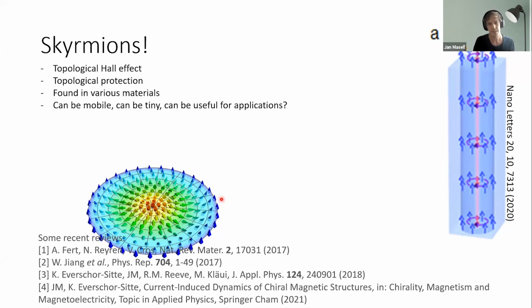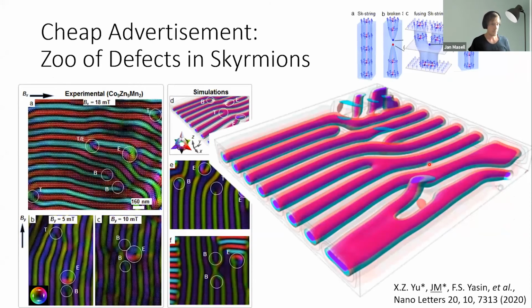In 3D, the skyrmion would continue like a string, like you can see it here, this pixelated graph on the right side. And that is something that we looked at, for example, in the past. Now, let me use the first minute as a cheap advertisement for our previous works. For example, where we measured the zoo of defects in skyrmions. So one of the nice features of skyrmions is this topological protection kind of feature. But that doesn't prohibit skyrmions to be annihilated at some point.